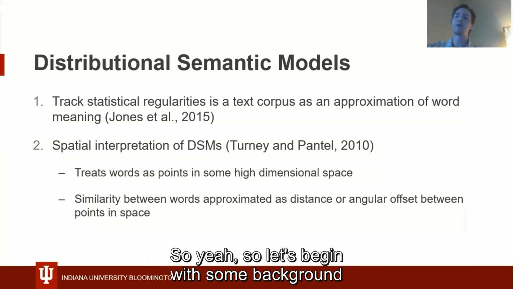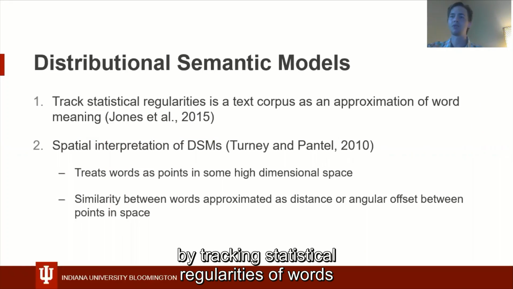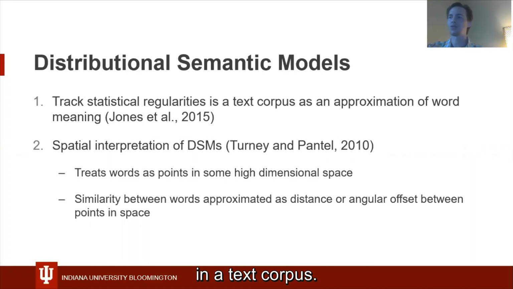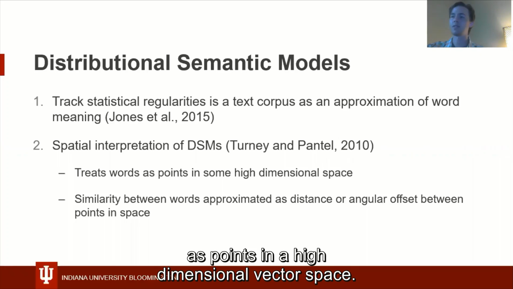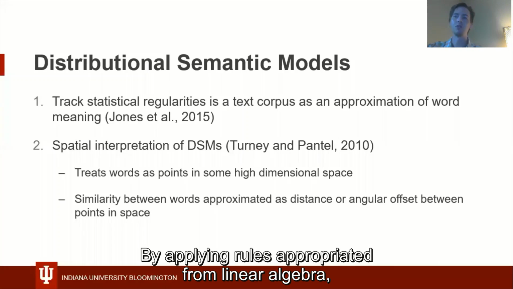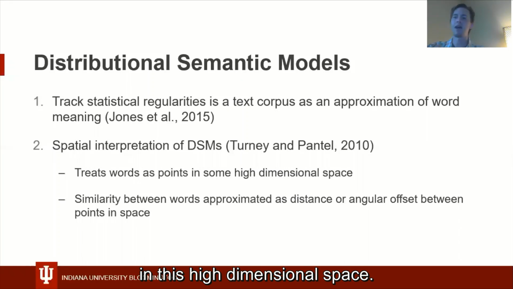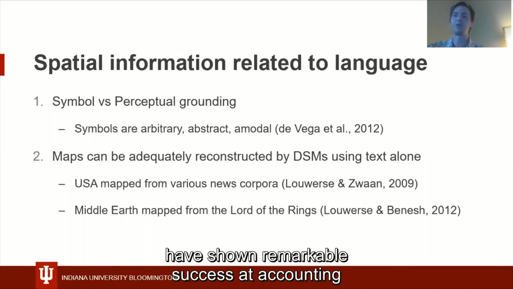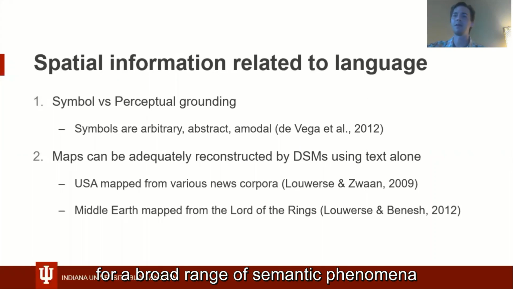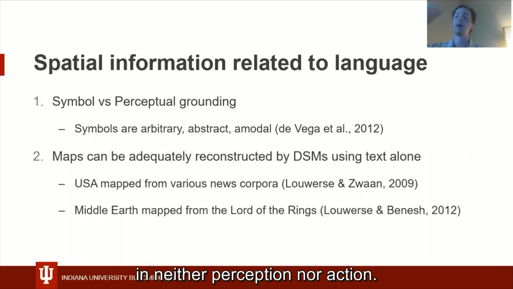So let's begin with some background on distributional semantic models. Distributional semantic models operationalize word meaning by tracking statistical regularities of words in a text corpus. Commonly, these models construe the regularities as points in high-dimensional vector space. By applying rules appropriated from linear algebra, the similarity between words can be calculated as the proximity between words in this high-dimensional space. Now, while distributional semantic models have shown remarkable success at accounting for a broad range of semantic phenomena from relatively simple mechanisms, a major criticism of these models is that the representations are amodal and are grounded in neither perception nor action.